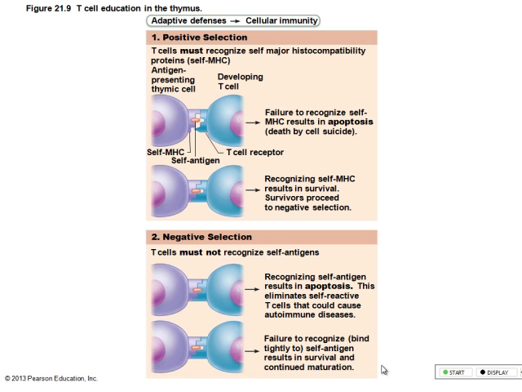So, we have positive selection and negative selection. If we don't pass the test, if we can't recognize self, what's going to happen to us? Apoptosis, cell self-destruction. Hopefully in general biology you learned that term when you talked about the cell cycle. So cells will be initiated into apoptosis.